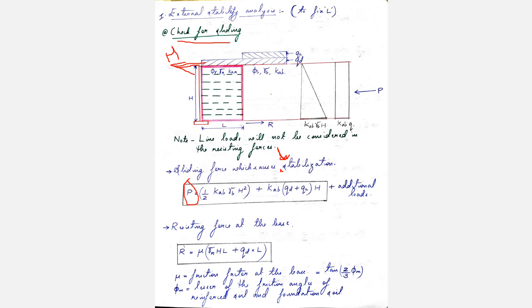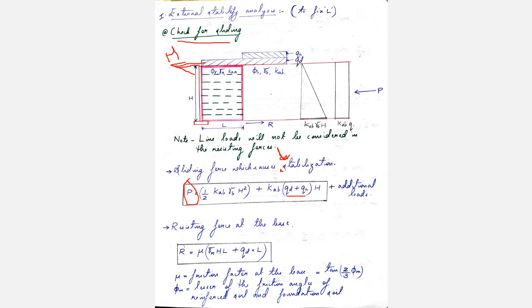That resistance force is calculated as mu, which is the friction factor, into the self weight of the reinforced block plus the weight due to the surcharge load. Here we will not be considering the live load in calculating the resisting force. You have to take note of that, because as per the design code, live loads will not be considered in the calculation of the resisting forces or moments. Live loads will only be included in the calculation of the sliding forces.